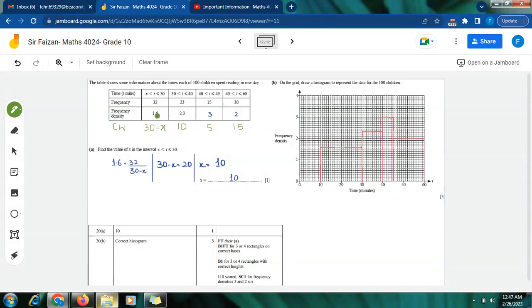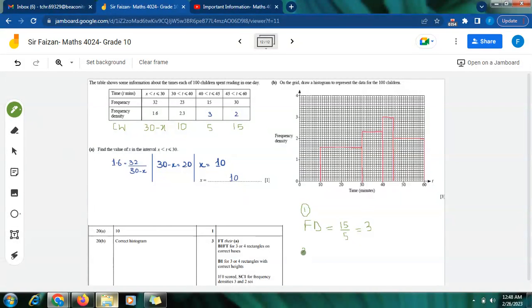So the first frequency density is 1.6, which has been given to us. The second one is 2.3. We have to calculate the third and the fourth. How? By using the formula, we know that frequency density is equals to frequency divided by the class width. So I am writing it as 1. So we know that the frequency is 15. So we will just start off with writing 15 in the numerator, 15. And we know that the width is 5. So 15 divided by 5 will give us 3. So 3 is the frequency density.